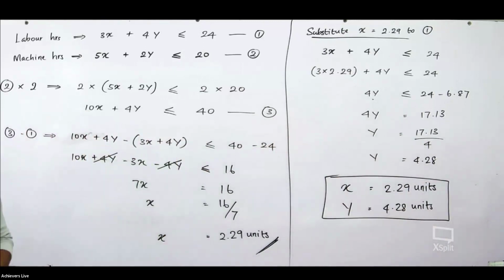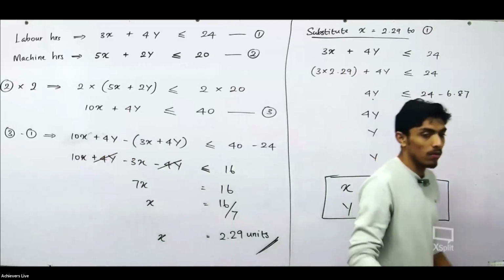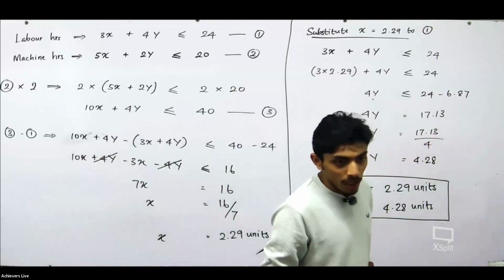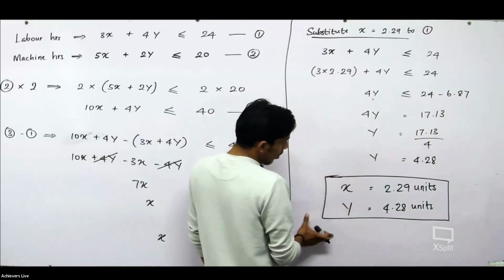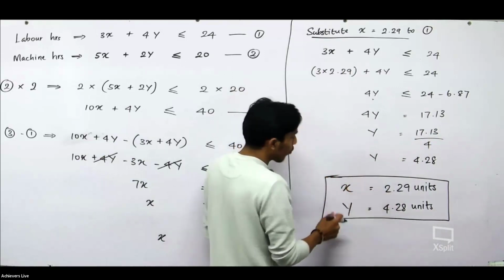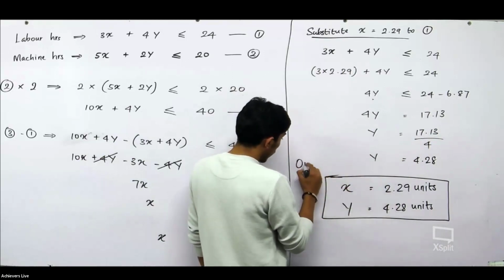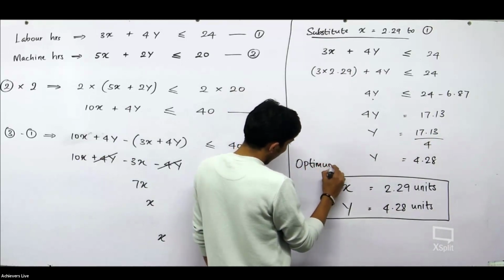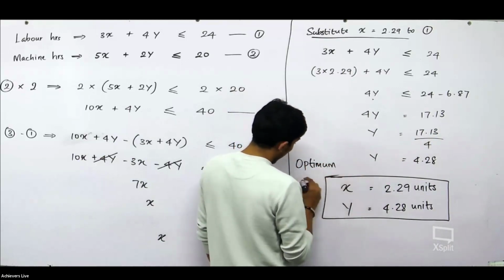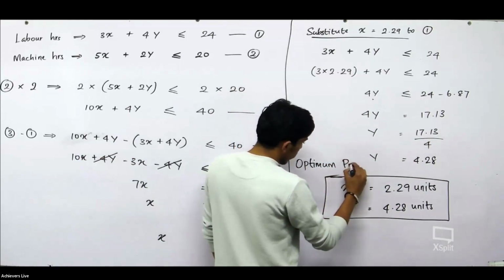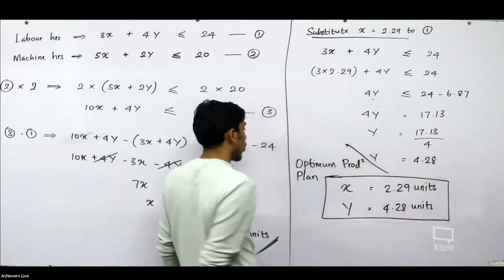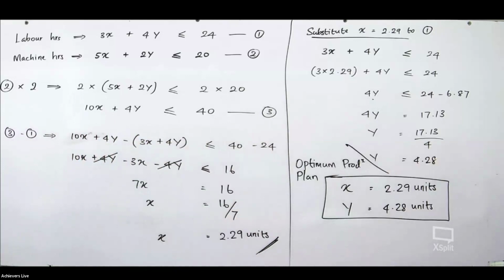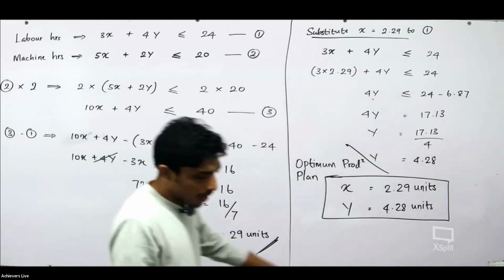Got it? Yes, if you calculate the contribution for this plan, it will give you the maximum contribution. Got it? I'll prove that. So your optimum production plan will be X 2.29 units, Y 4.28 units. Got it? So first of all, write this answer. After that I'll come.